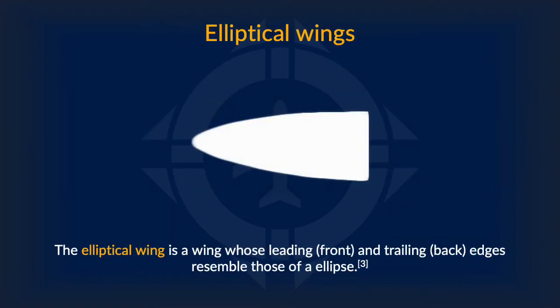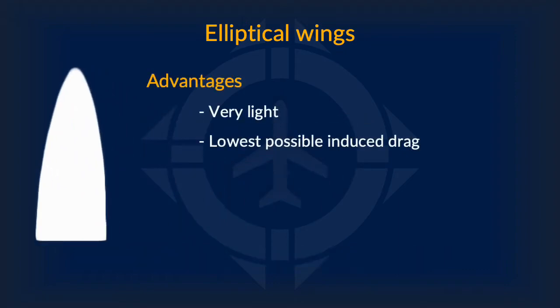Next up, we have the elliptical wing. Elliptical wings are wings whose leading and trailing edges resemble that of an ellipse. The advantages of an elliptical wing are weight and speed. It was designed with the idea of reducing induced drag as much as possible. It is a very light wing, and it has the lowest possible induced drag out of all platforms due to the tip being very small.